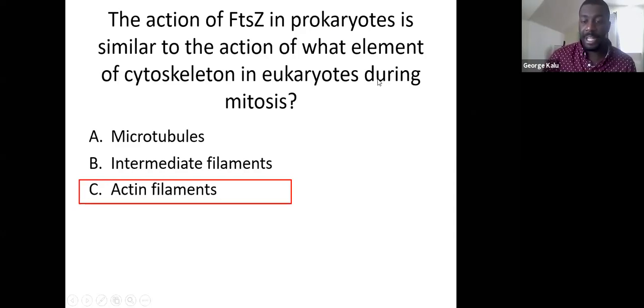All right, so the actin filaments are going to help form the cleavage furrow. So good job, guys. The actin filaments help to form the cleavage furrow in eukaryotes during mitosis. Okay? And so it's going to pinch and then cause the animal cells to split into two components. FtsZ acts essentially the same way in terms of forming the cleavage furrow and pinching to separate that prokaryotic cell into two components here. So exactly right, beautiful. Good job.